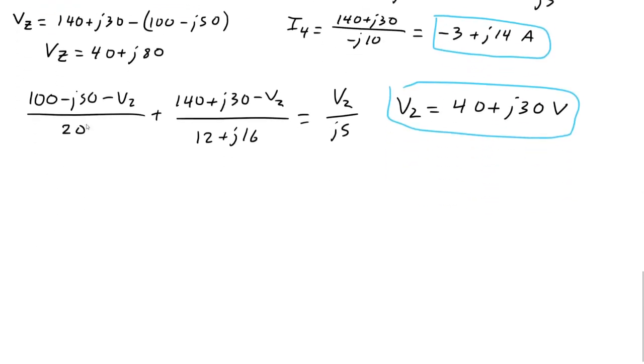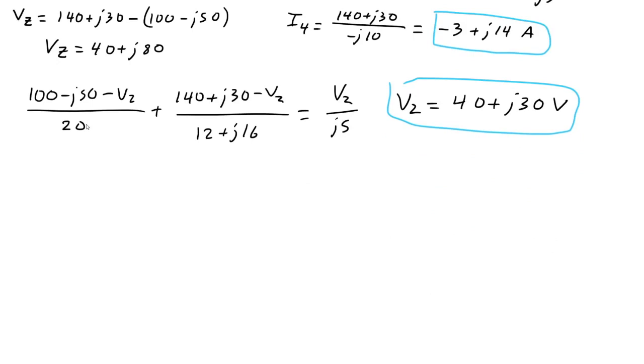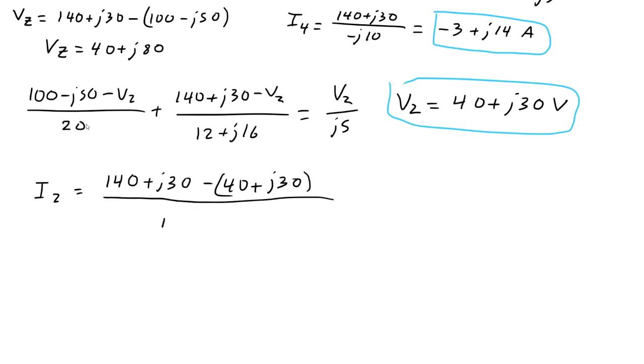And using that, we can find out what I2 is. So I2 is going to be 140 plus J30 minus (40 plus J30). Make sure to use the parentheses, just in case, so you don't forget the minus. J16. That ends up being 3 minus J4 amperes. So using that, we can find out what IZ is, because we know IG.